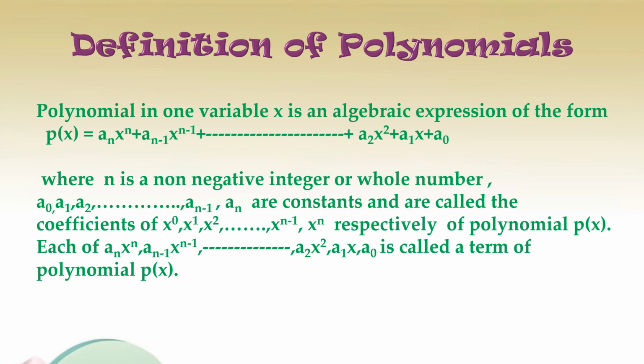And a_0, a_1, a_2, so on up to a_(n-1) and a_n, they are all constants and they are also called the coefficients of x^0, x^1, x^2, x^3, so on up to x^n. So each of a_n x^n, a_(n-1) x^(n-1), plus so on up to a_1 x, a_0, they are called the terms of the polynomial p(x).